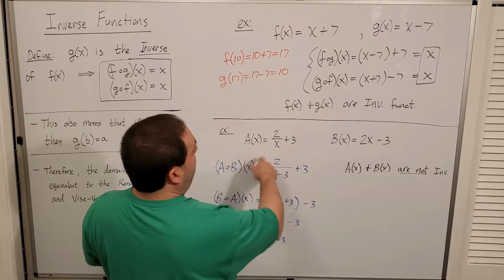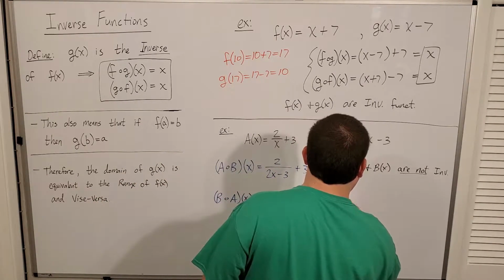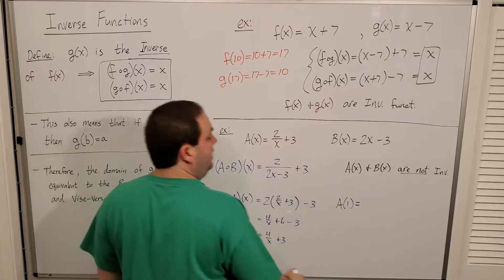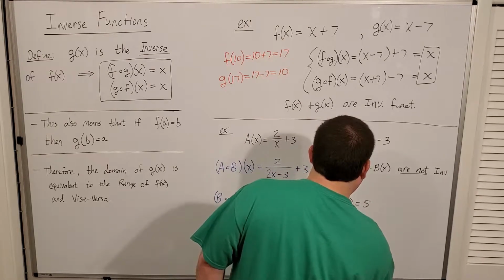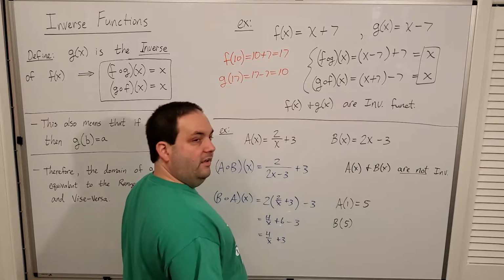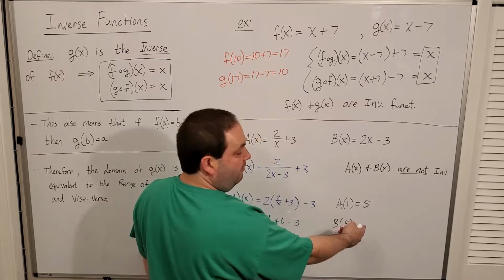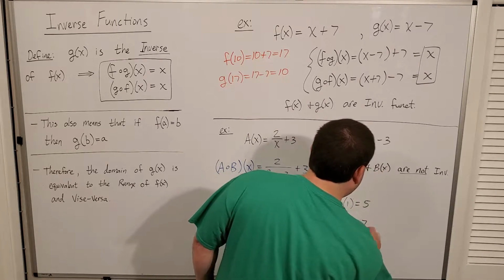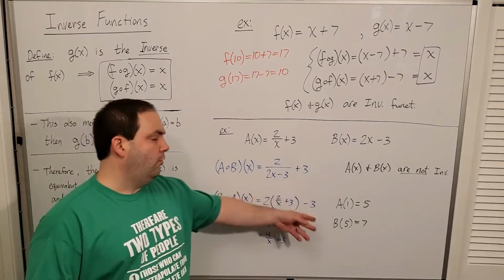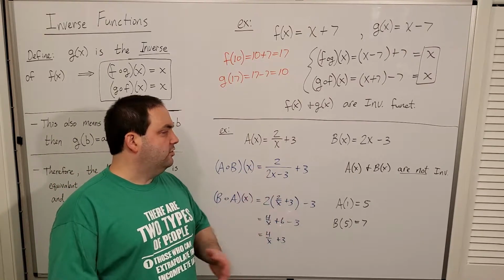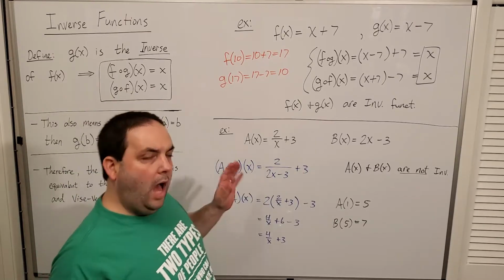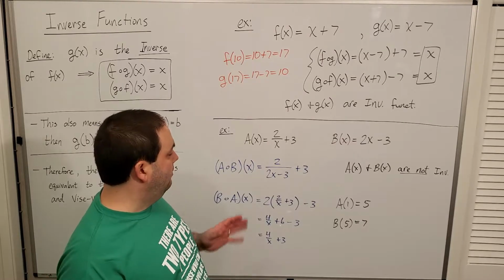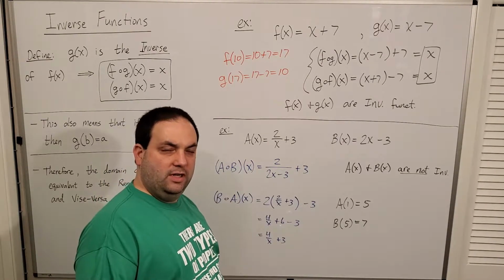If I plug in 1 for a, for example, a of 1, that would be 2 over 1, which is 2, plus 3 is 5. So then what do I get if I do b of 5, right? If they're inverses, it should be reversed. If I plug in 5 here, I get 10 minus 3 is 7. So even that one point right there is a counterexample. These two functions are not inverses of each other. They do have opposite operations, but they don't have them in the right arrangement at all. Okay? These two are nothing close to inverses at all of each other.